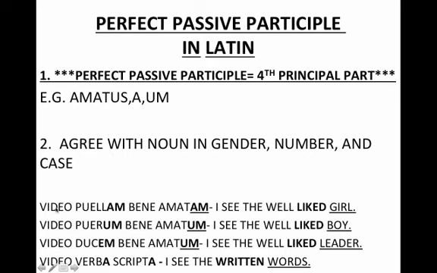So here, I see the well-liked girl. Notice puellam, so it's amatam. I see a boy who's well-liked. Here, puerum amatum. I see a leader well-liked. Remember that leader is masculine, so use the masculine endings, um. And I see the written words. Words are neuter, hence scripta verba.